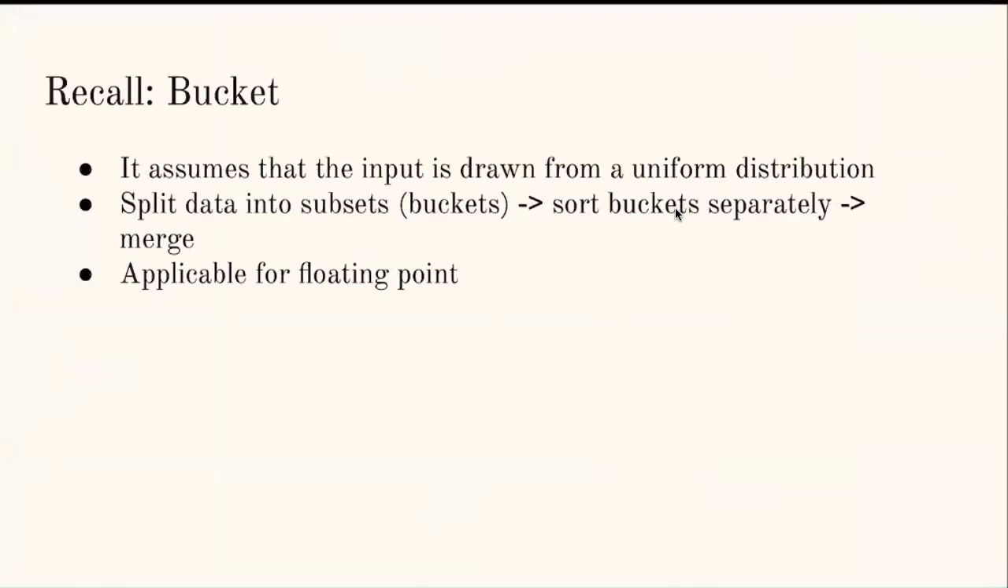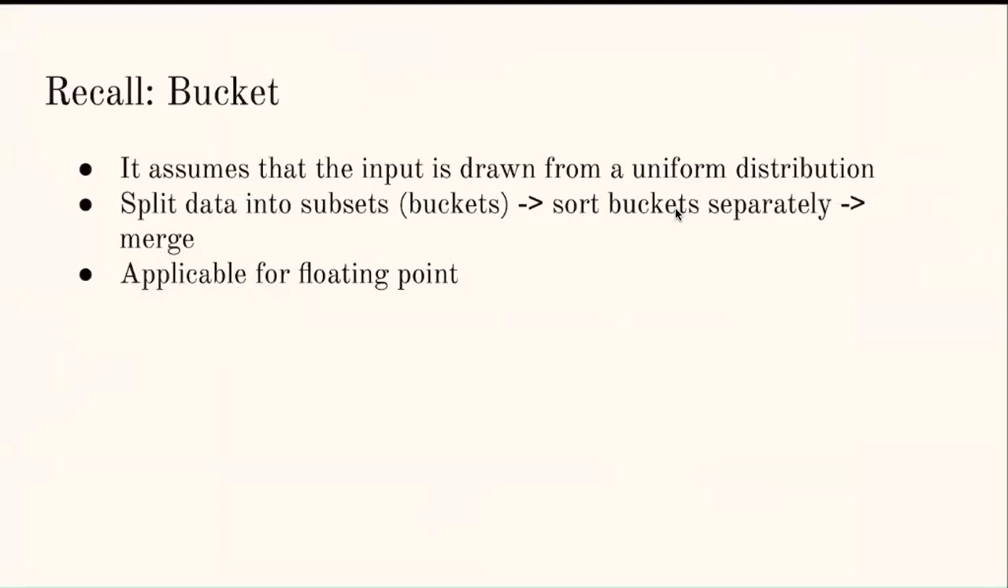And then you have bucket sort. So bucket sort assumes that the inputs are drawn from the uniform distribution, and it then splits the data into subsets that we call buckets and sorts each subset independently, and then it will merge them, okay? And this is applicable for floating points. So if you have floating numbers, we can apply bucket sort for that.